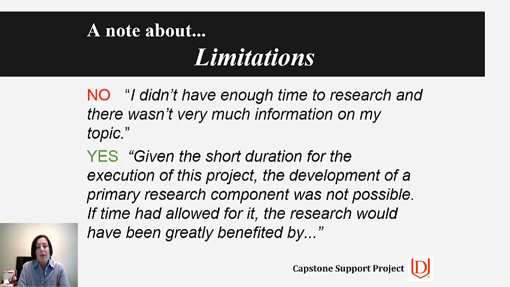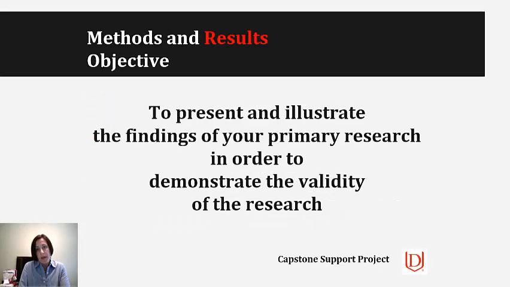Same with limitations. Also with limitations, you want to make sure that not only do you introduce the limitation, but explain how you would combat it. So it's not okay to say, "I didn't have enough time and there wasn't very much information." But it is okay to say, due to the short duration, the development of primary research was not possible, and if it had allowed for it, the research that would have been beneficial would have been ABC. It's just a way to be more thorough and also academic.